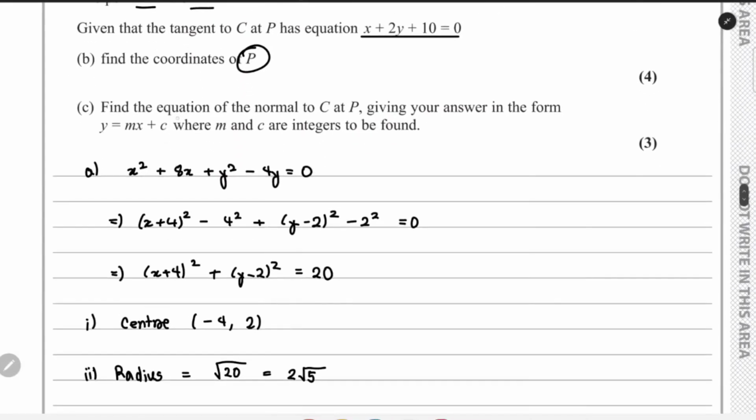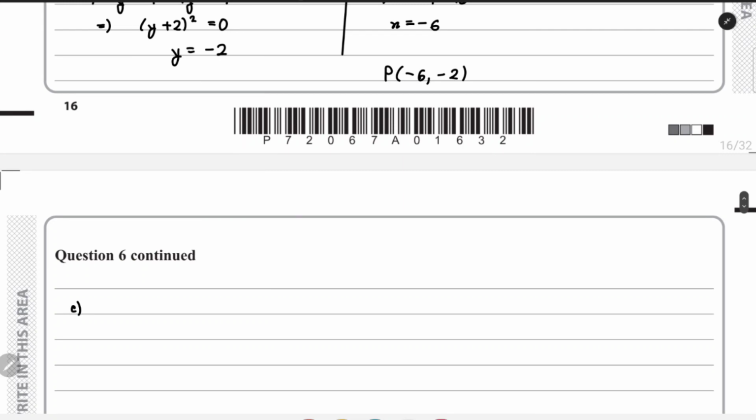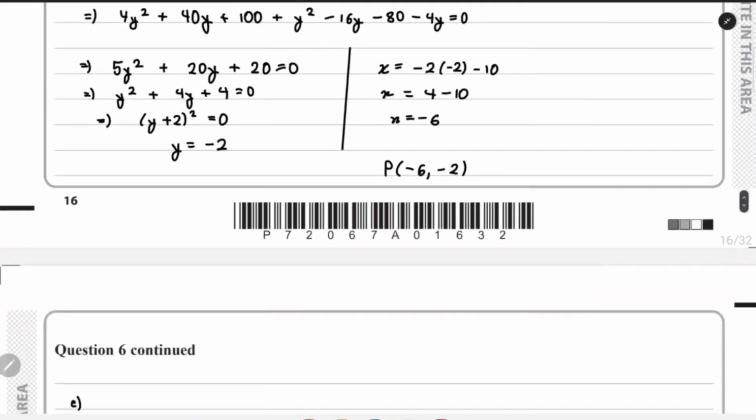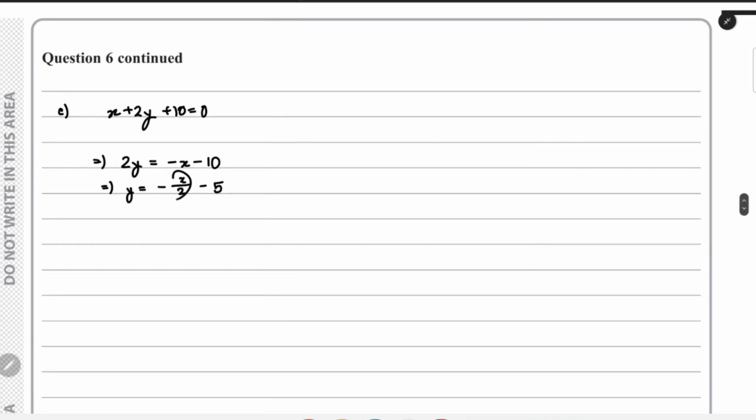Now in part C, we have to find the equation of the normal to C at point P. From the equation of the tangent, we can find the gradient of the tangent. We had x plus 2y plus 10 is equal to 0. We can rearrange this in the form y equals mx plus c. If we do that, we'll get 2y equals minus x minus 10, y is equal to minus x by 2 minus 5. So the gradient of the tangent is minus half.